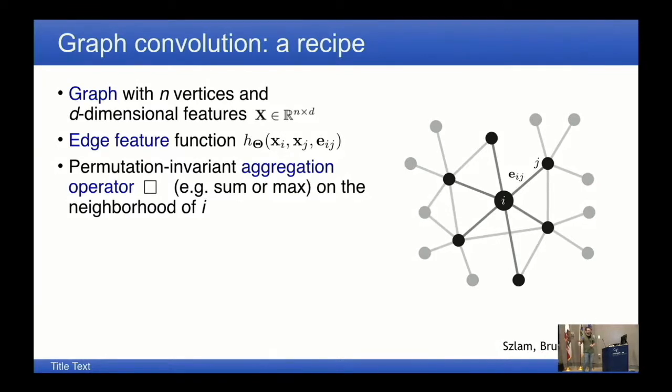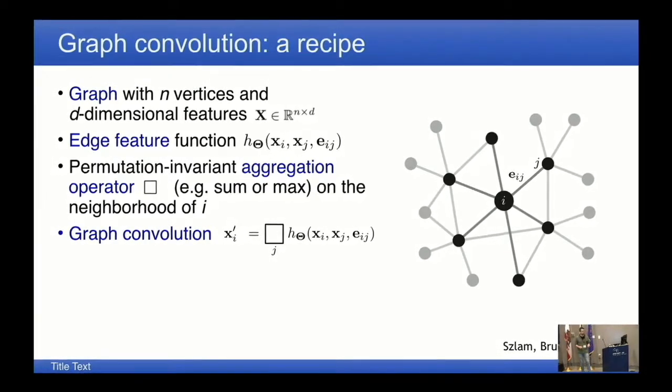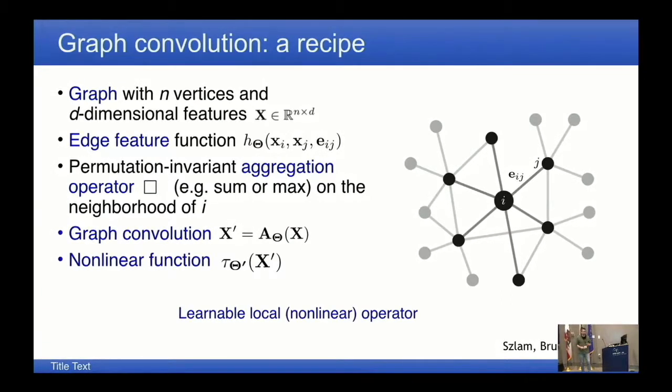So you again resort to some kind of aggregation operator that's symmetric, either max or sum. So now essentially what you have is this type of symmetric operator. You have a layer that consumes two vertices and an edge, and just performs the symmetric operations on top of them. And then you can follow with some kind of a nonlinear function.